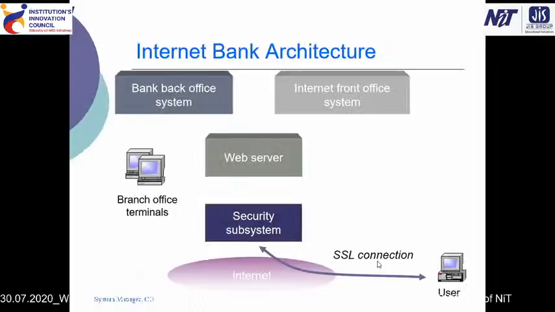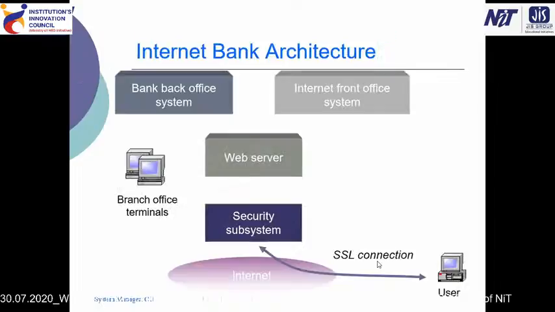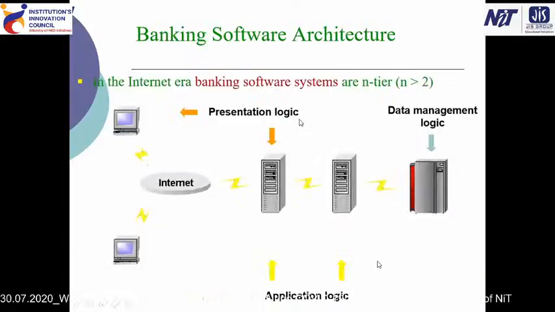This is the internet bank architecture. This one is the earlier one. This is the bank back office system and the internet front office system, web server, security subsystem, the internet, SSL connections, and the branch office terminals. Okay, next. In the internet era, banking software systems are in n tiers. This uses the internet data management system, and we are the user here. Okay, next.